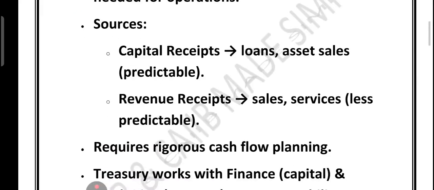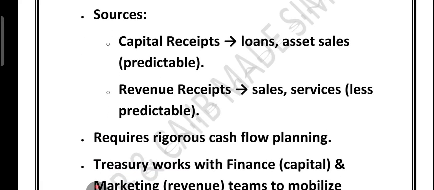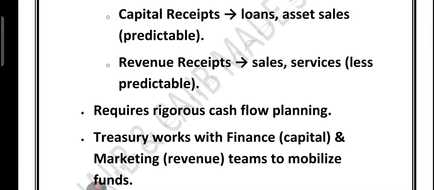There are two main sources of funds. One is capital receipts, like a loan or money from selling an asset, which we call disinvestment. They are predictable. However, revenue receipts, like income from sales or income from services, are less predictable. So in terms of predictability, capital receipts are more predictable.